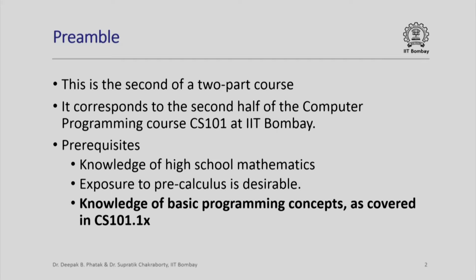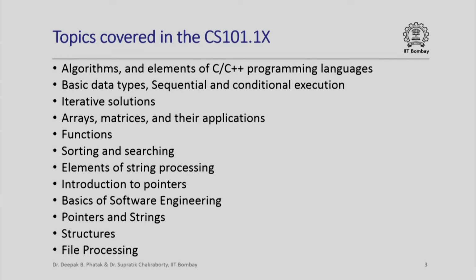In the first part of this course, CS 101.1x, we have covered a major chunk of procedural programming aspects, and therefore the prerequisites for this second part are, apart from knowledge of high school mathematics and exposure to pre-calculus, the complete understanding of the basic programming concepts as were covered in CS 101.1x.